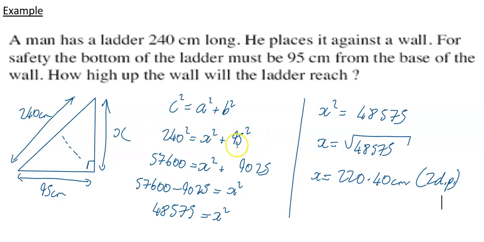If you get this line right, the chances are you will get the rest of this question right. There's nothing overly complicated, but it's just making sure you identify what is the hypotenuse, then the hypotenuse squared is equal to the other side squared plus the other side squared.